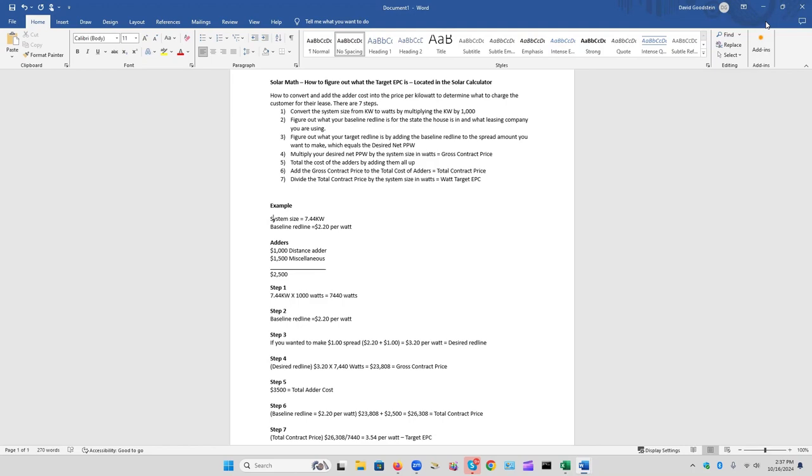I'm first going to explain it to you and show it to you manually, and then demonstrate it on the built-in calculator in the CRM. That way, you're going to have an understanding of what and why you're doing what you're doing when you're using the calculator. So, how to figure out what the target EPC is.